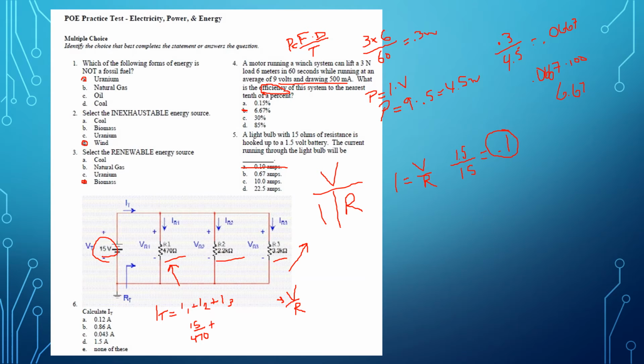And you're going to add current passing through resistor number 2. So that's 15 volts divided by 2200. So that's 2.2 kilo ohms, so that's 2200 ohms. Plus the current going through resistor 3. So again, 15 volts divided by, now this is 3.3 kilo ohms. So that's 3300.